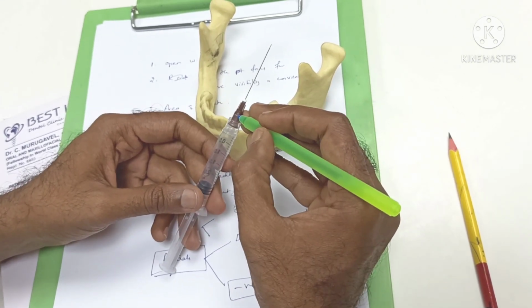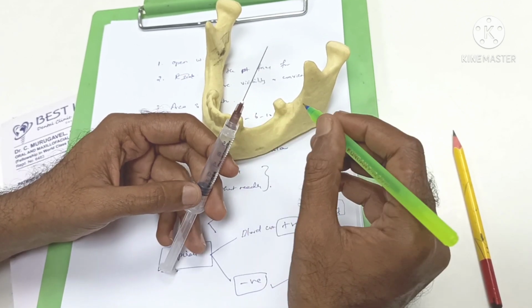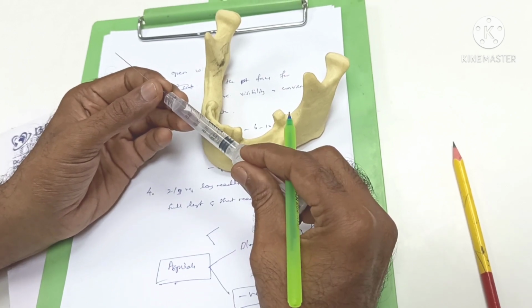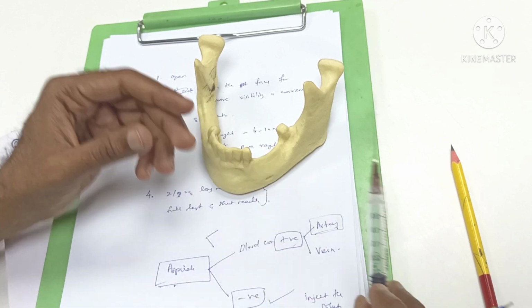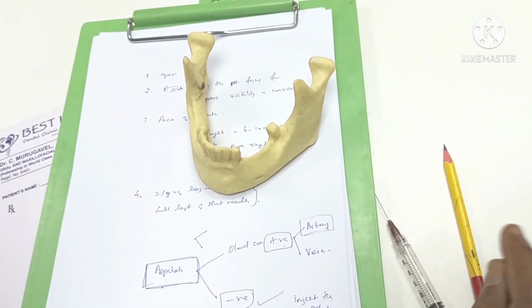If the positive aspiration is from the vein, that means there is only a little blood here, then what you can do is change the location a little bit, aspirate again, then inject, and you can use the same syringe in that situation. So these are the details about aspiration.